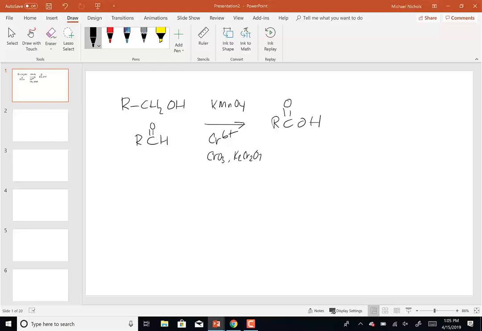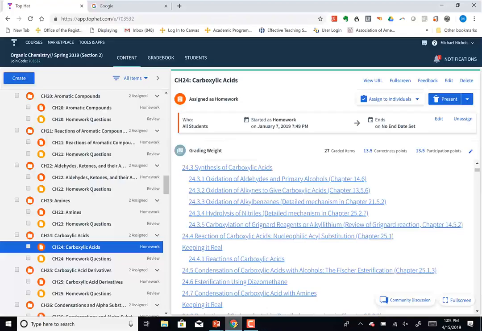carboxylic acid. So then I need to ask the question, what will not work then? What will not take these all the way to the carboxylic acid? PCC. So the ones that will not work are PCC, Dess-Martin, Swern. Any of those will not work. All right. So there's a review. Part number one of review.